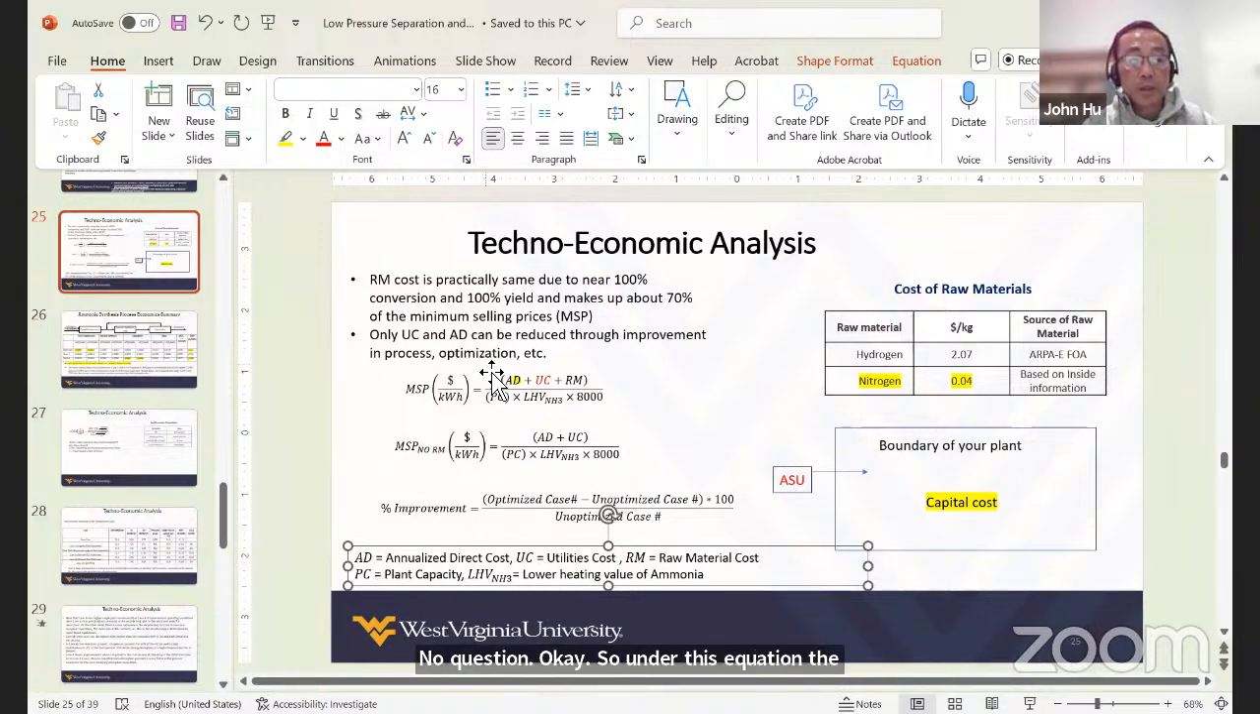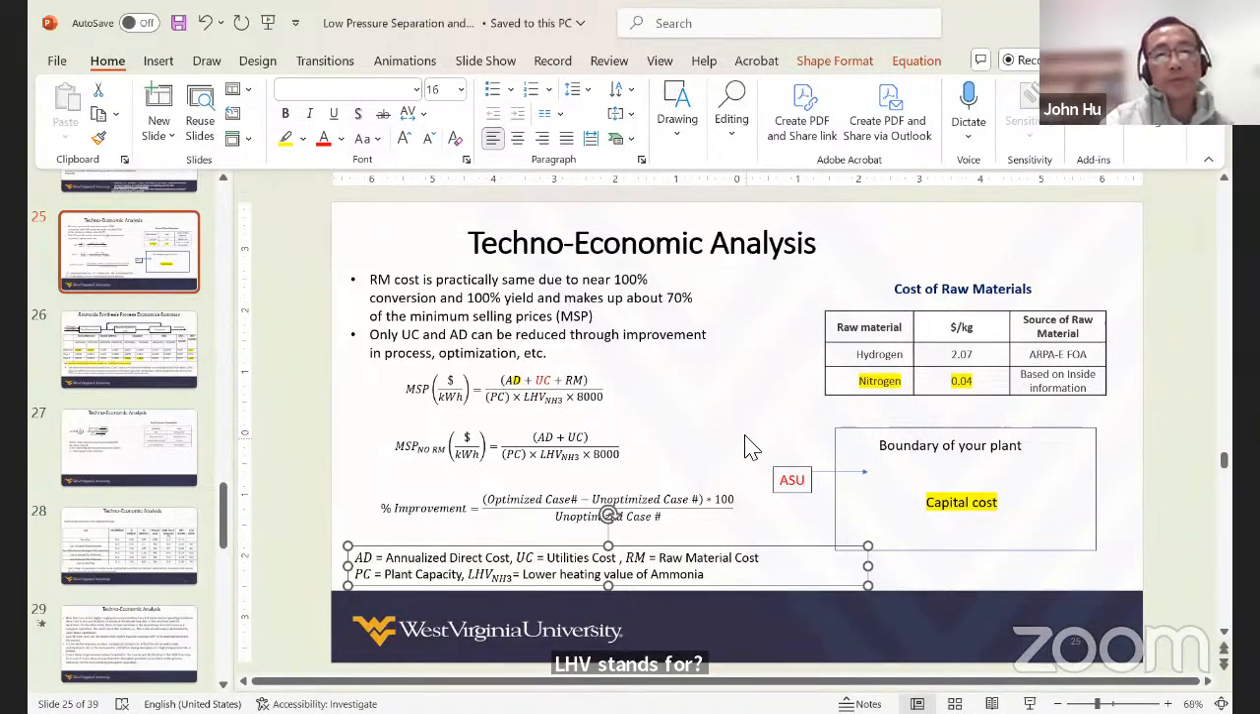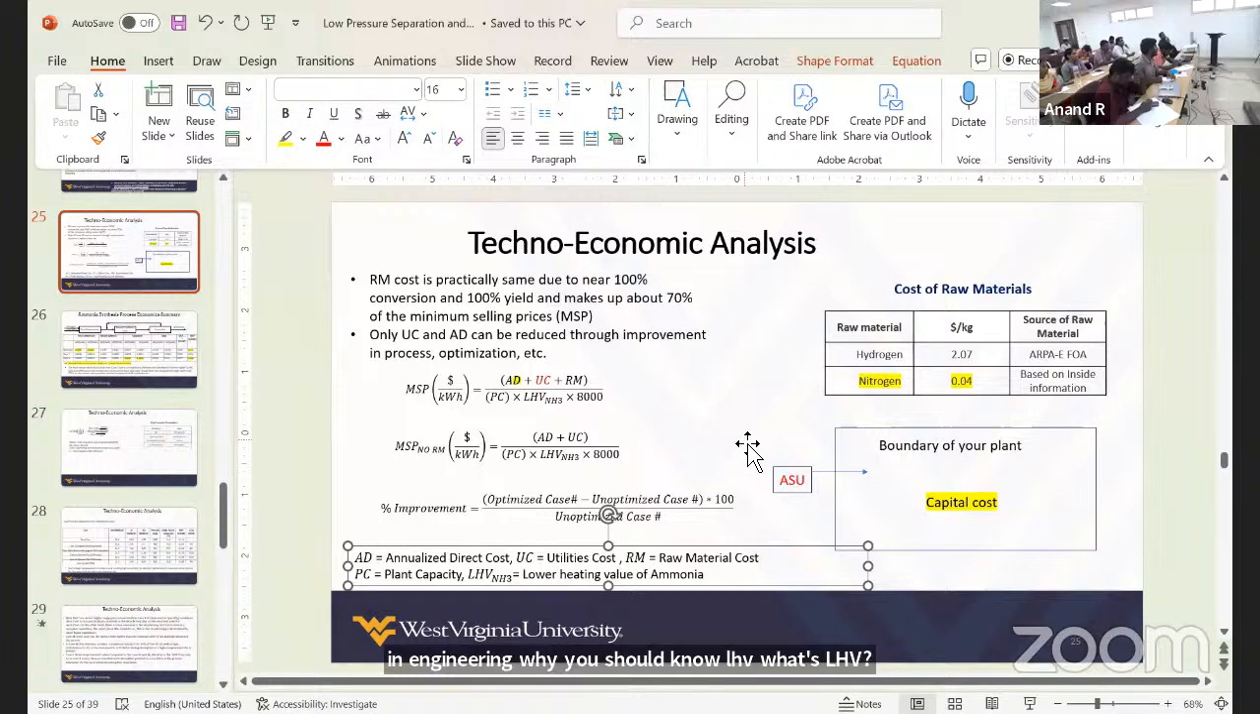Basically, the ADUC raw material, these are costs, and then PC, the basic plant capacity, times the LHV. Anybody know LHV? LHV stands for? In the engineering world, you should know LHV. What's the LHV? Lowest heating value. Thank you.